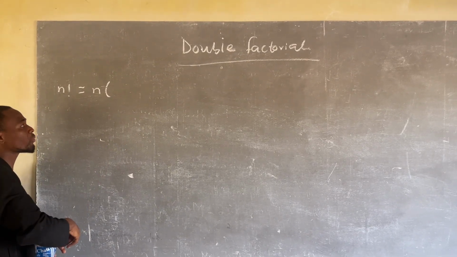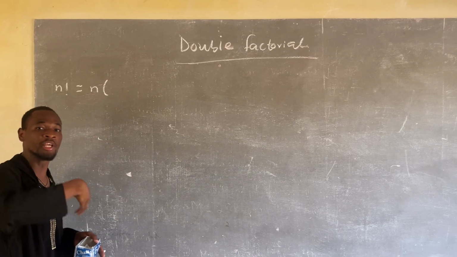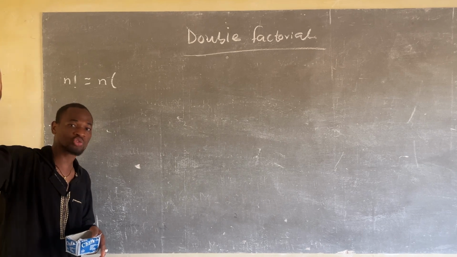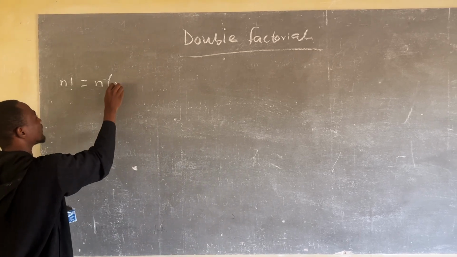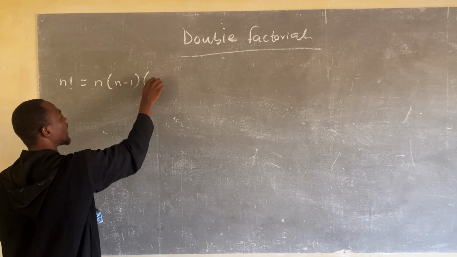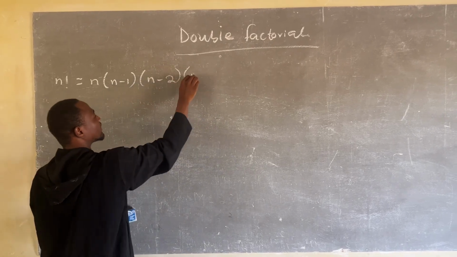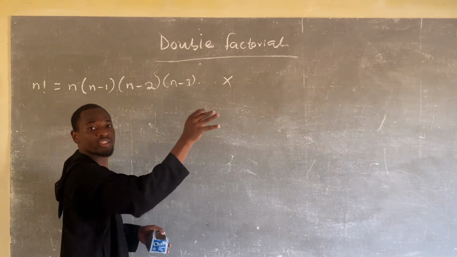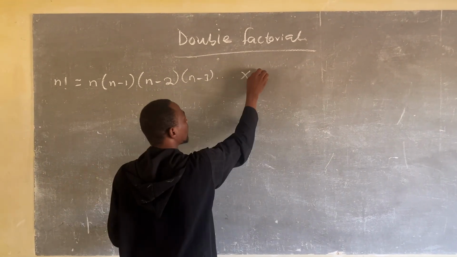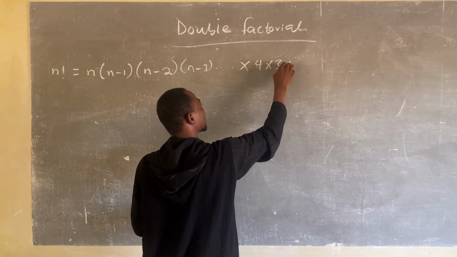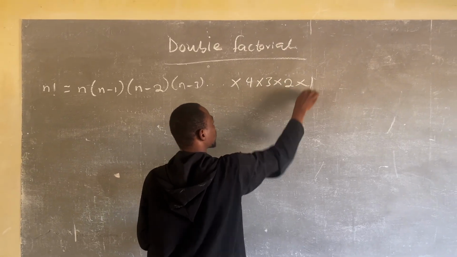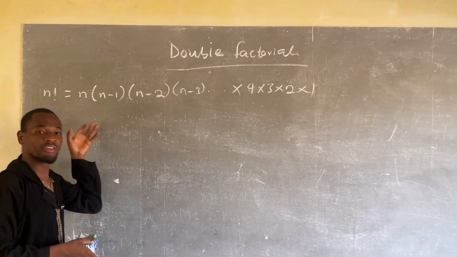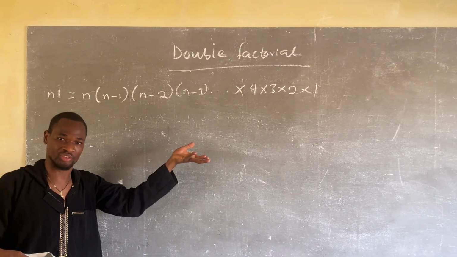In other words, we multiply n by positive numbers in descending order. So you have n minus 1 times n minus 2 times n minus 3, then you approach the positive numbers: 4 times 3 times 2 times 1. Then you stop at this point. So this is n factorial by definition.